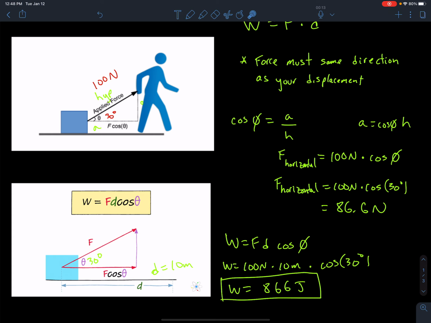So where does that work energy come from? Well, it's going to come from the chemical energy, the food that this person has eaten throughout the day and converted into ATP, or energy. And you have to convert that energy to be able to make your muscles contract and apply effort to move that object a certain distance.